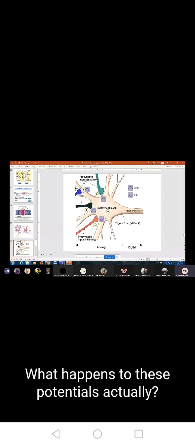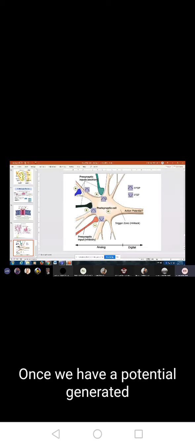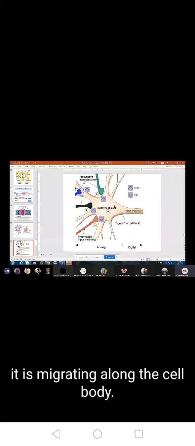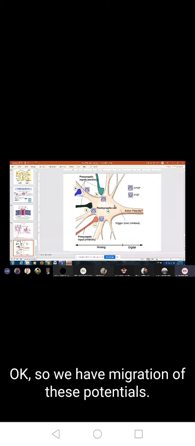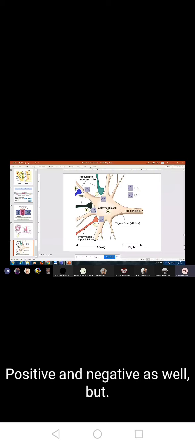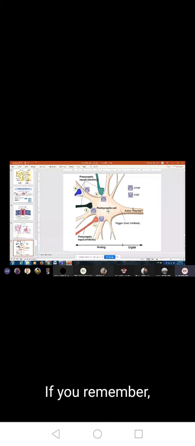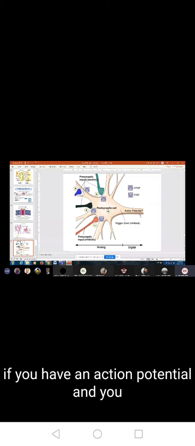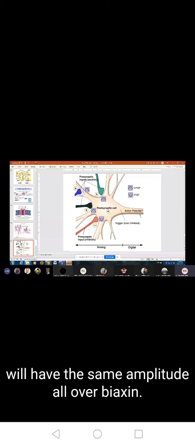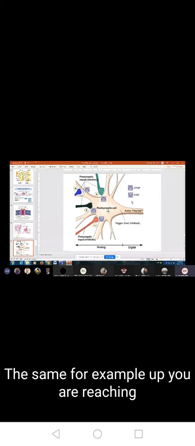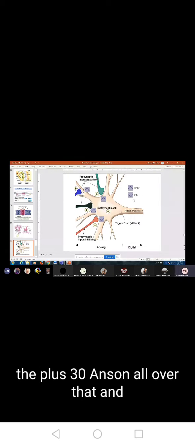what happens to these potentials actually? Once we have a potential generated at that membrane, it is migrating along the cell body. Okay, so we have migration of these potentials, positive and negative and so on. But the propagation is different from the propagation of an action potential. If you remember, with an action potential, you will have the same amplitude all over the axon. For example, you are reaching plus 30 and so on, all over the axon you are getting that.